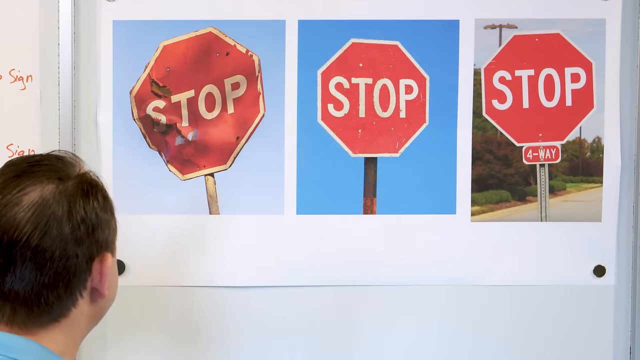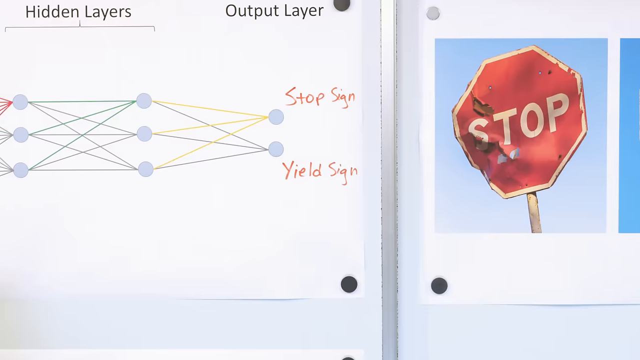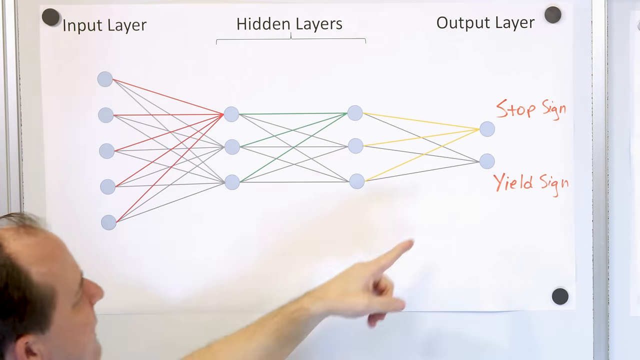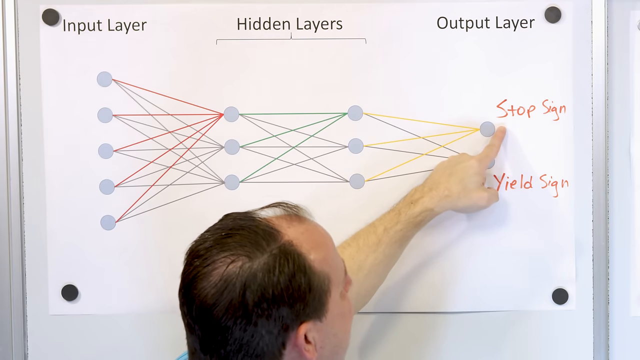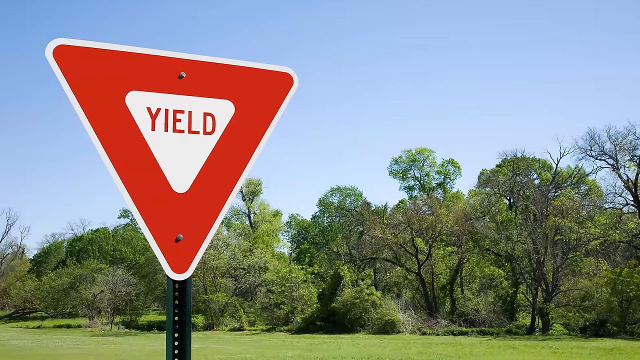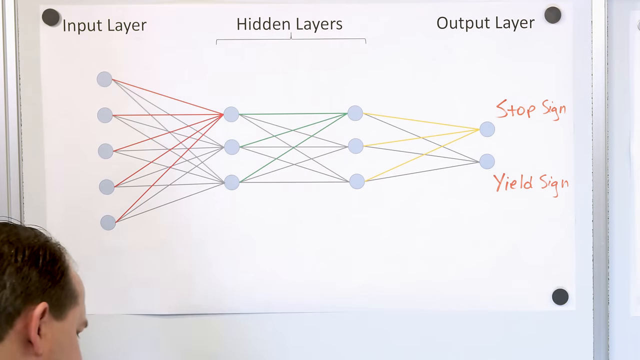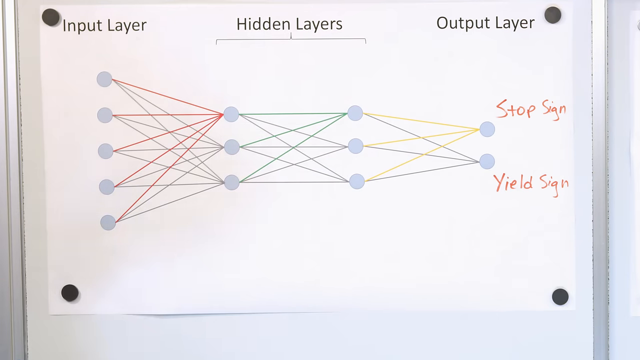So we all know these are stop signs. We want to have this kind of thing operate in a neural network. I want to feed it pixels of images of a stop sign. And if it is a stop sign, I want this to be a very high value. And if it's a yield sign, the triangle sign, I want this to have a high value and this a low value. So let's say I put an actual stop sign here.